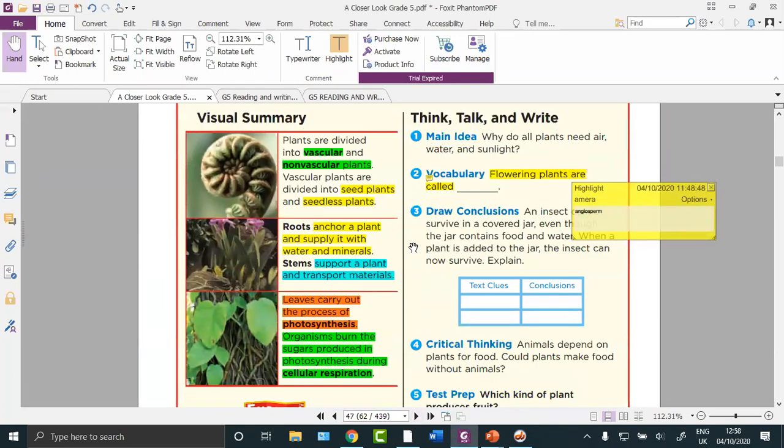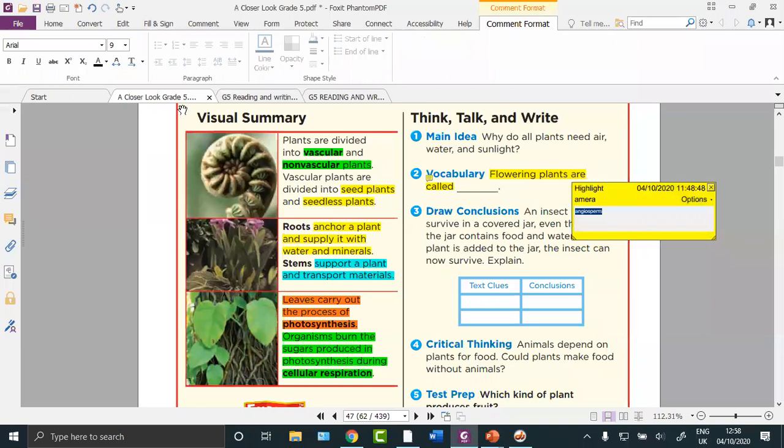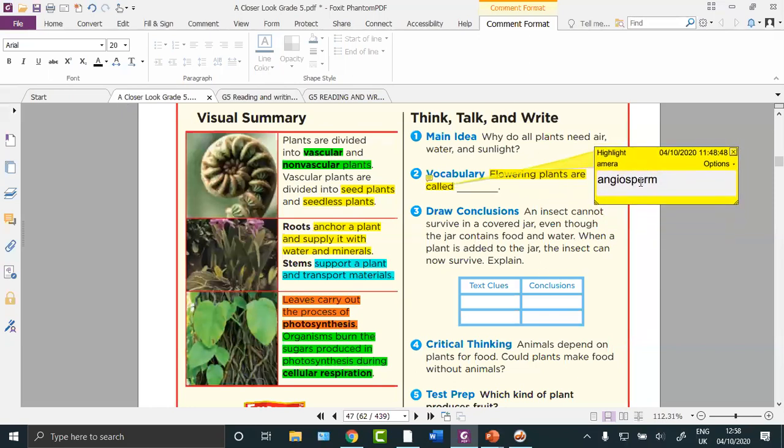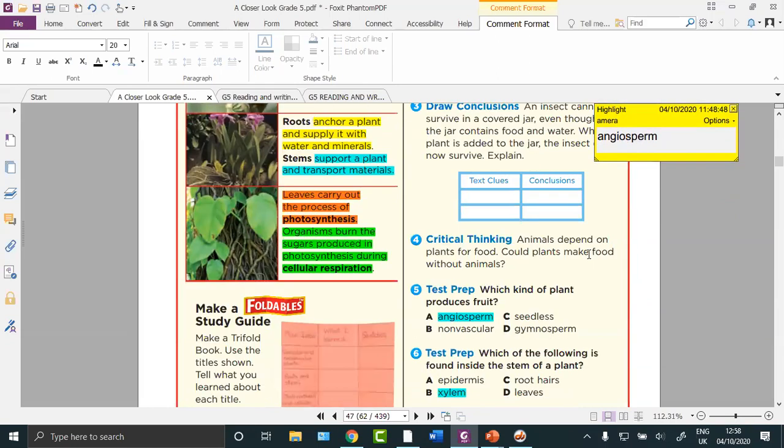Sir, can I read? Yes. Read number 2, vocabulary. In your book, it's called number 1. Okay. Vocabulary. Flowering plants are called angiosperm. Yes, angiosperm. Thank you so much.